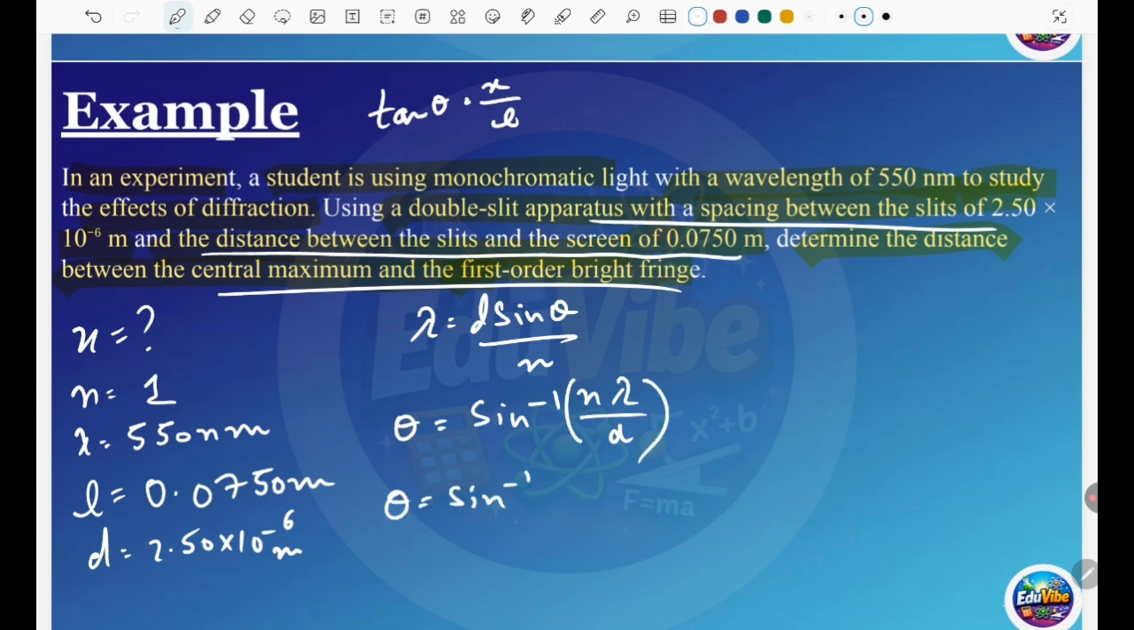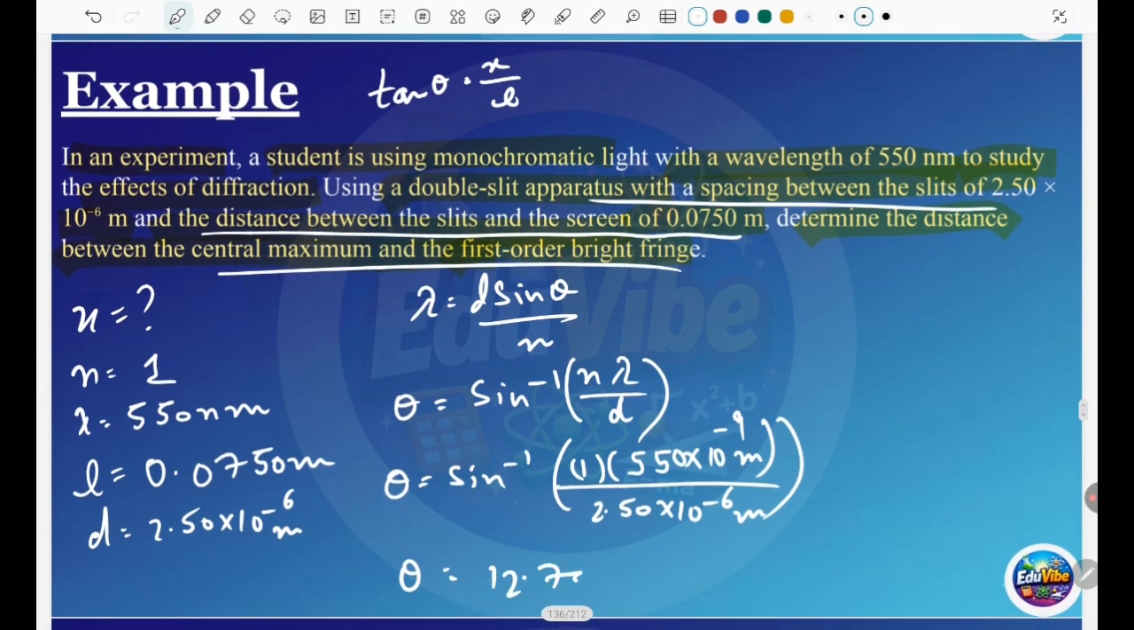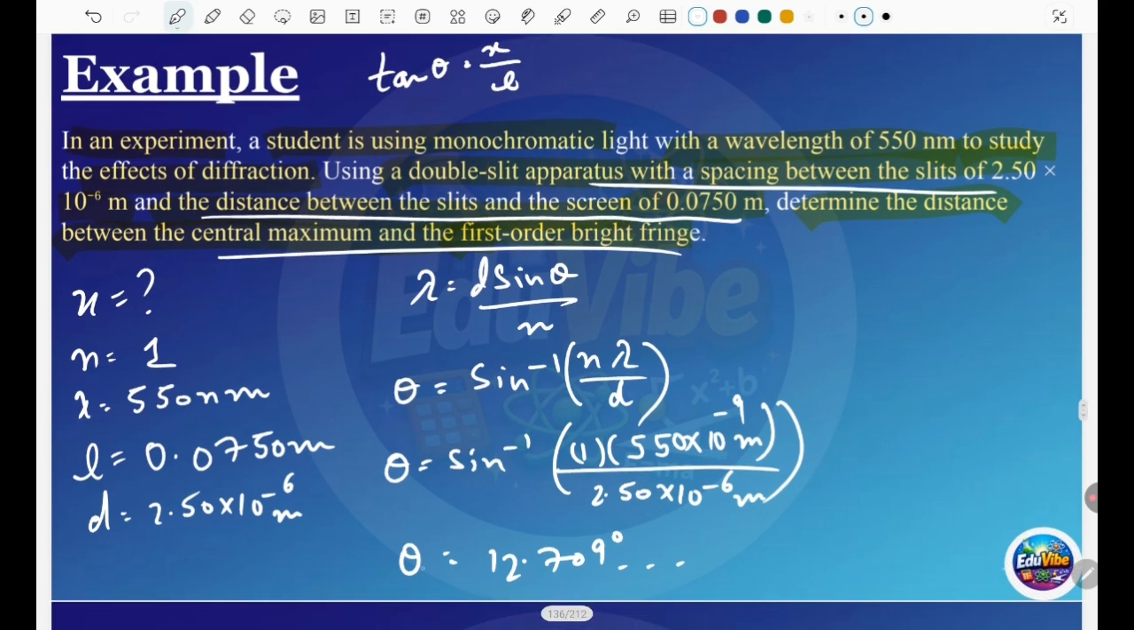So sine inverse, n is 1, wavelength is 550 nano, which is 10^-9 meters, divided by d, which is 2.50 × 10^-6 meters. So what's theta? When you calculate this, make sure you're in degree mode, you get 12.709 degrees, and this is your answer. But this is not less than 10 degrees. You cannot use the small angle approximation.